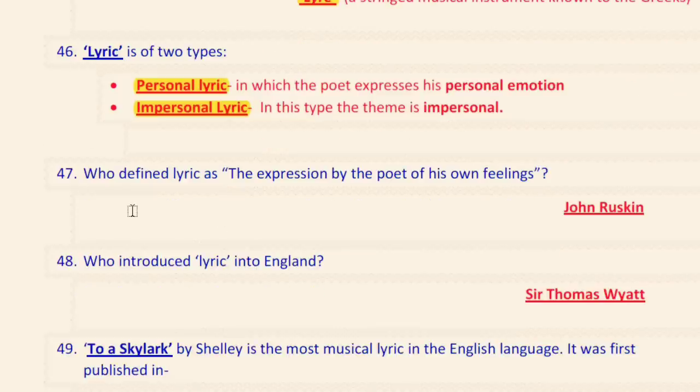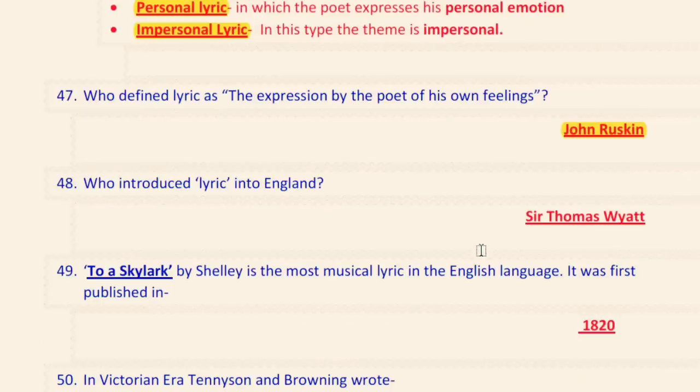Question number 47. Who defined lyric as the expression by the poet of his own feelings? The answer is John Ruskin. Question number 48. Who introduced lyric into England? The answer is Sir Thomas Wyatt.